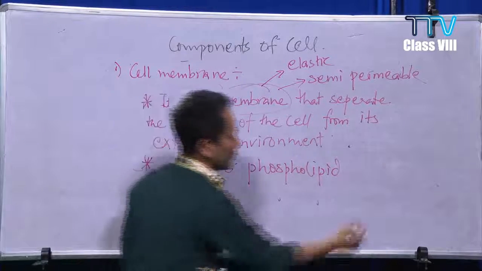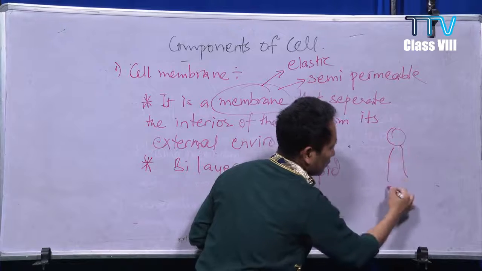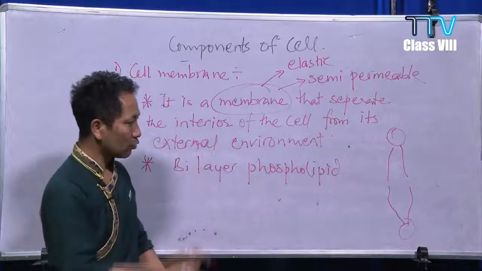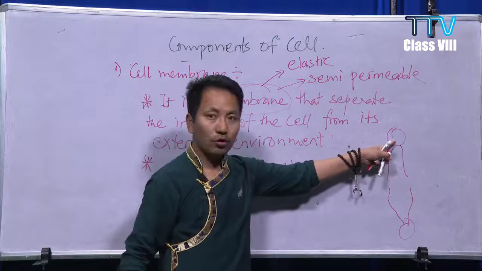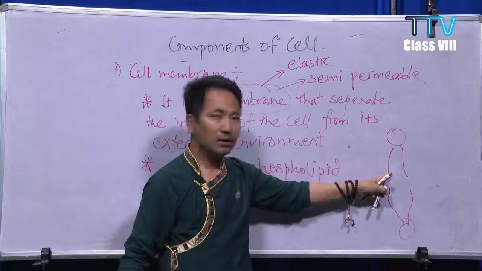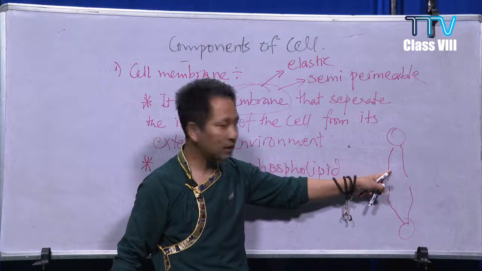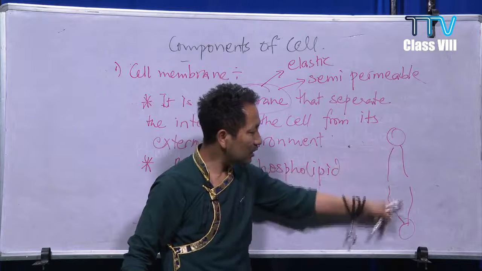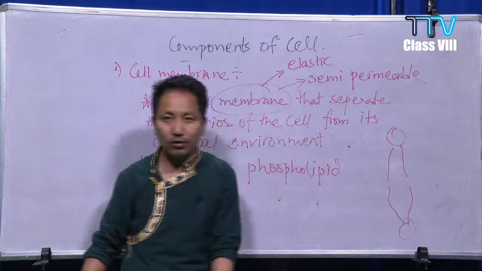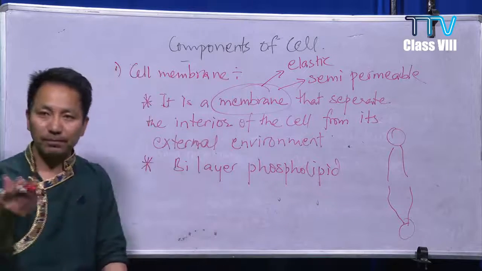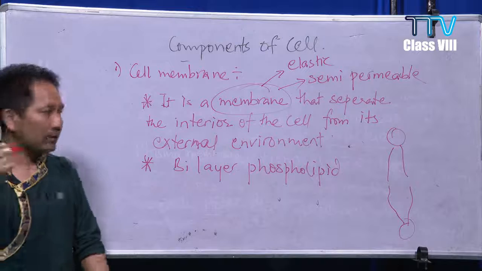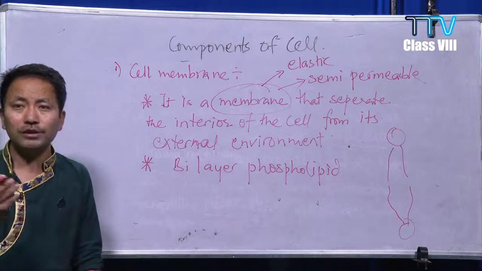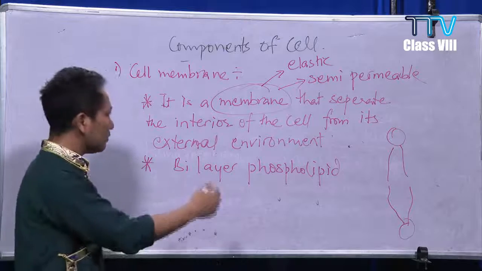That's your phosphate group. The lipid is in the form of saturated and unsaturated fats, and that's why it's called the bilayer phospholipid layer. And it also contains protein in the cell membrane.